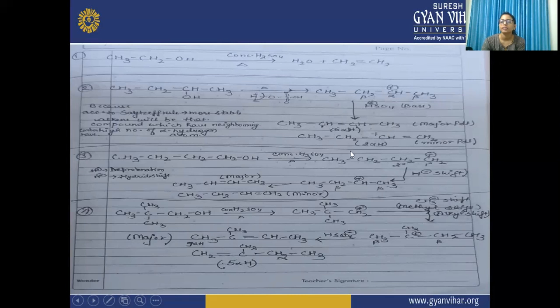Now the second, minor product is CH2, CH, CH2, CH3. So this CH is your CH. On the right side of this CH2, there is no alpha hydrogen. On the left side of the CH, there are only 2 alpha hydrogens. So we will count these 2 alpha hydrogens. The product that has more alpha hydrogens is your major product, and the one that has fewer alpha hydrogens is your minor product.